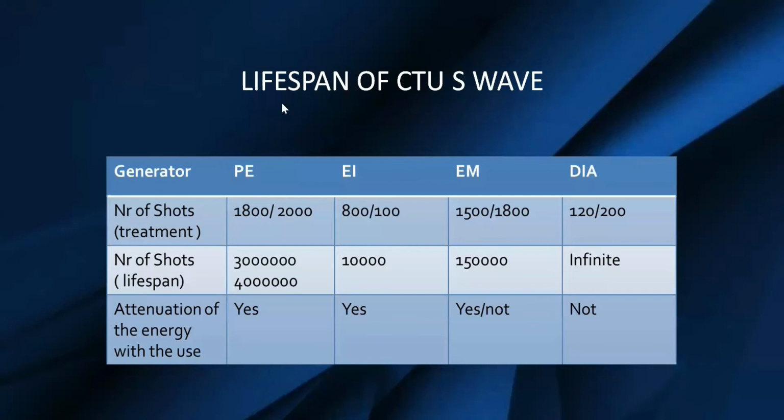Another characteristic is the lifespan of the CTU shock waves, that is very different, as you can see, from the piezoelectric, electrohydraulic, or electromagnetic devices, the possibility to have a good biological effect with a lower number of shots. In this way, now the attenuation of the probe is of course different compared to the other technology.